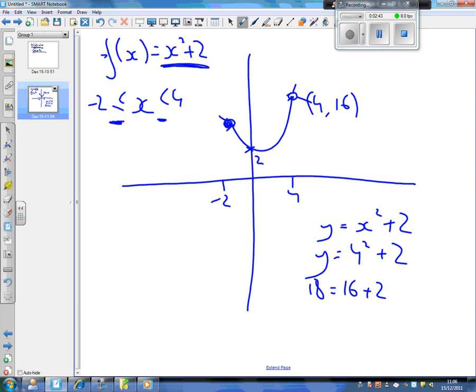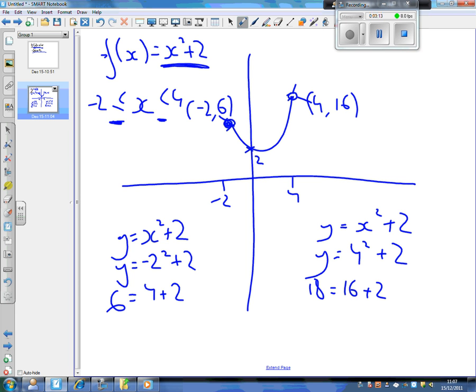So if you do exactly the same for the other one, we know y equals x squared plus 2. So now if we put the numbers back in, you've got y equals minus 2 squared plus 2, which means that 4 plus 2 equals 6. So we know the coordinates for this bit are minus 2, 6.